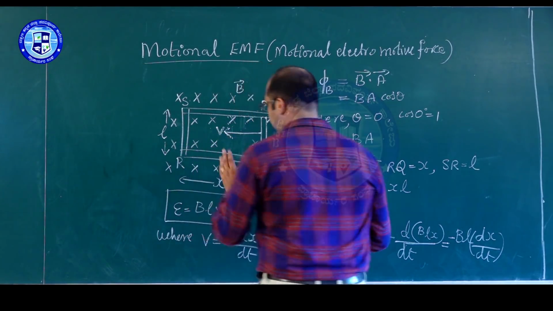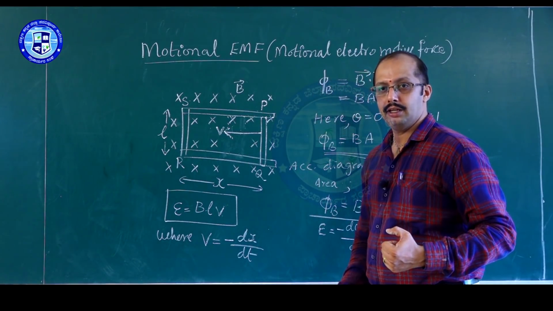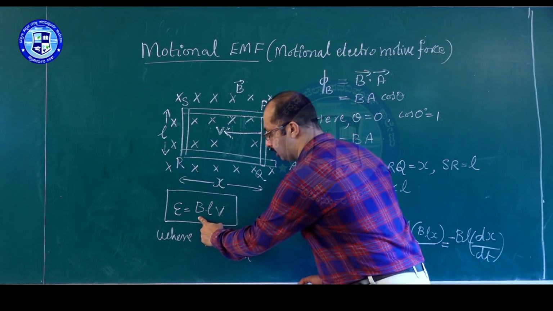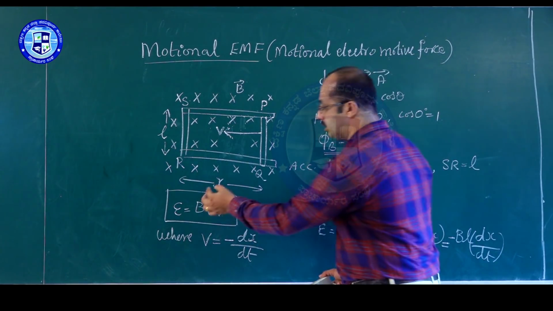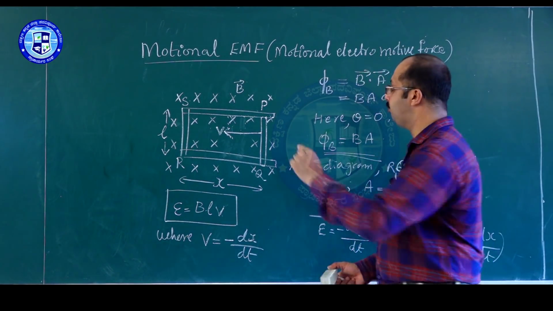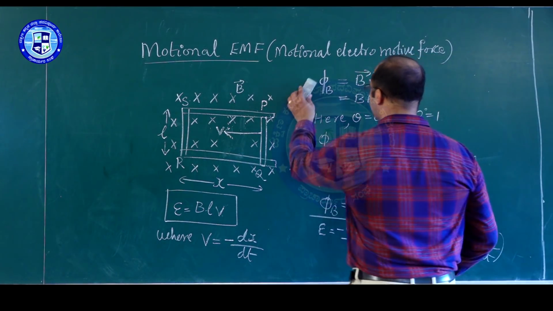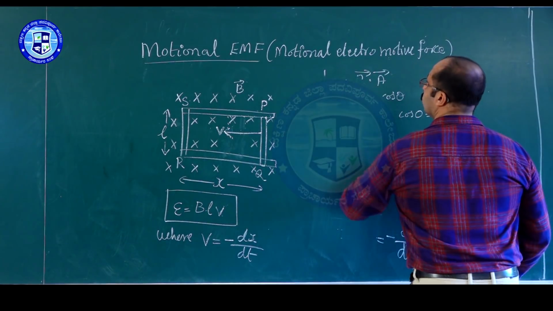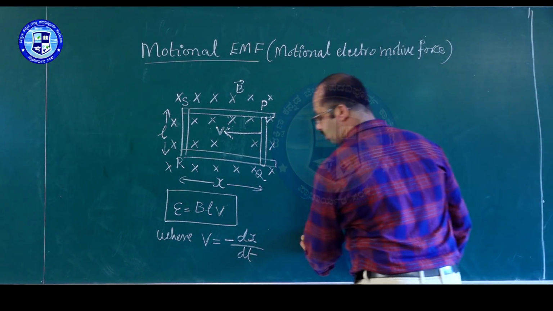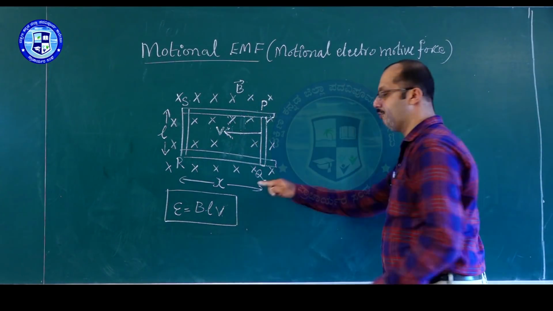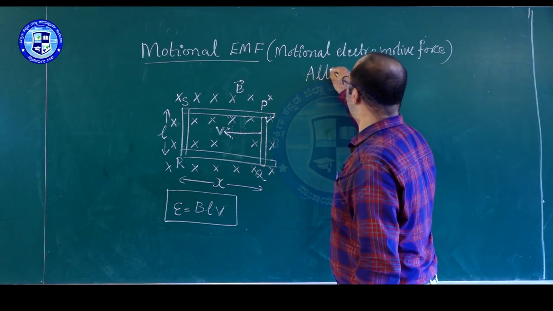Now, this is one way we explain the motional EMF. B is the strength of the magnetic field, L is the length, V is the velocity, and E is the induced EMF in this particular rod, right? Now, another alternate method to be considered, in which we explain it using the Lorentz force. So how do you obtain this expression by the alternate method?